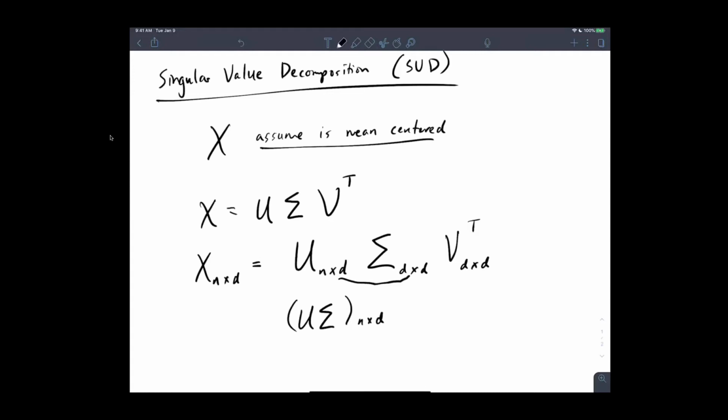And when we multiply that by V transpose, these inner dimensions also collapse, and the result is also a matrix with dimensions n by d. So, okay, great. We know what the dimensions of U, sigma, and V transpose are. Who cares? What can we do with it? Well, let's look at it.